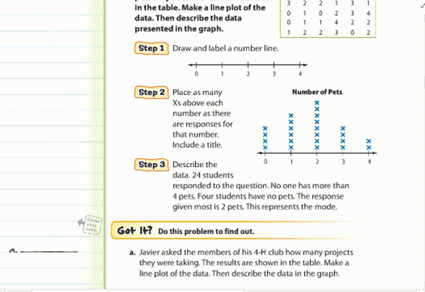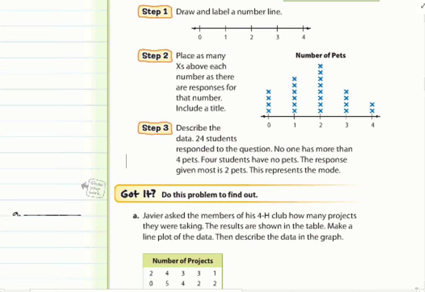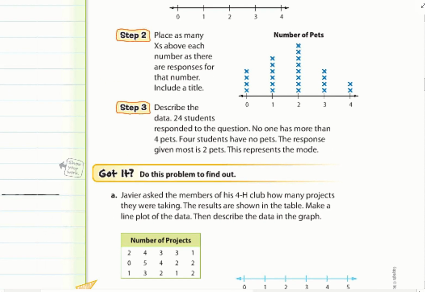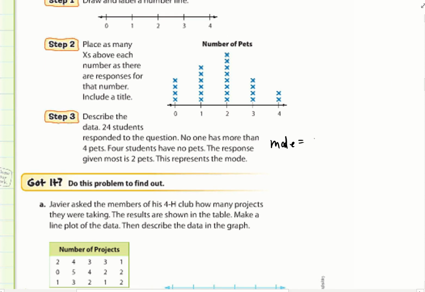So to describe the data, it says 24 students responded to the question. No one has more than 4 pets. 4 students have no pets. The response given most is 2 pets. This represents the mode. So the mode would be 2 because the mode is the number that appears most frequently. So this is just a review from chapter 11. Mode is most frequently.